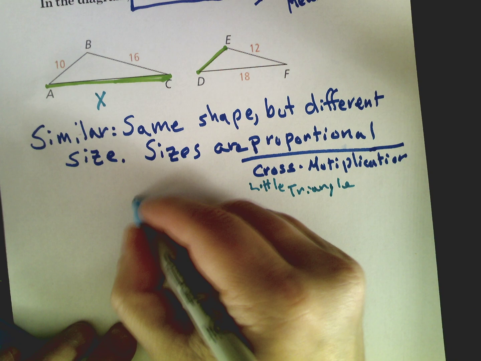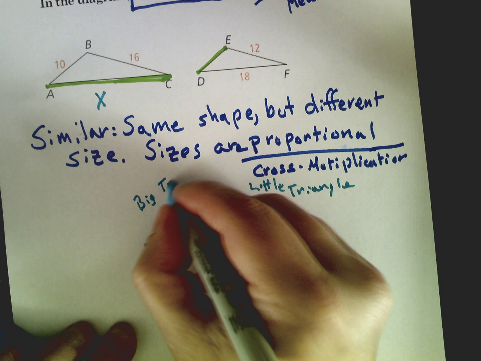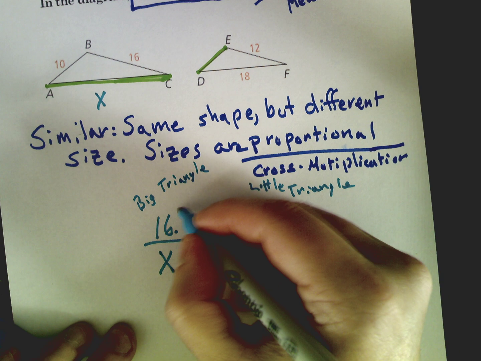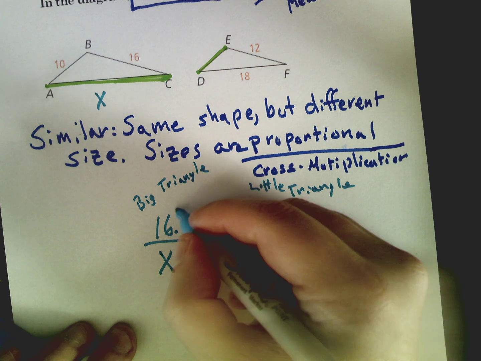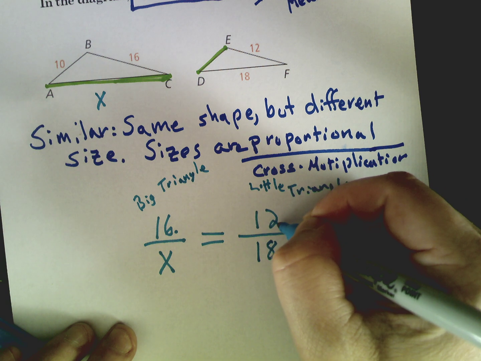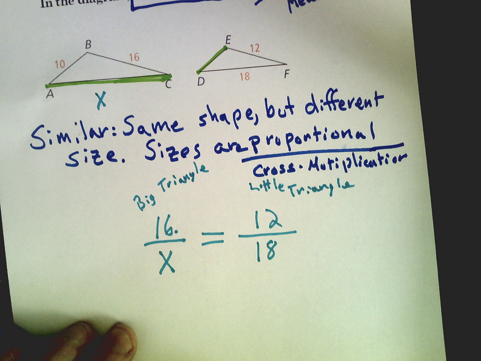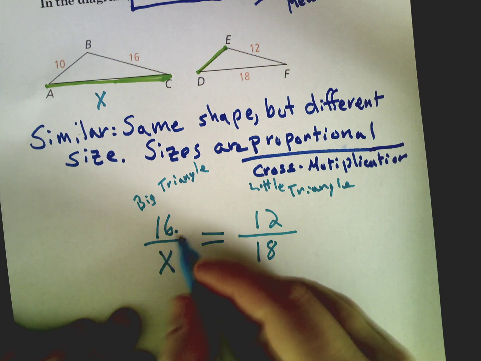This is the big triangle. This is the middle side, the second longest side. This is the second longest side. This is the longest side on this triangle, and this is the longest side on this triangle. Now we know how to do the work, though.